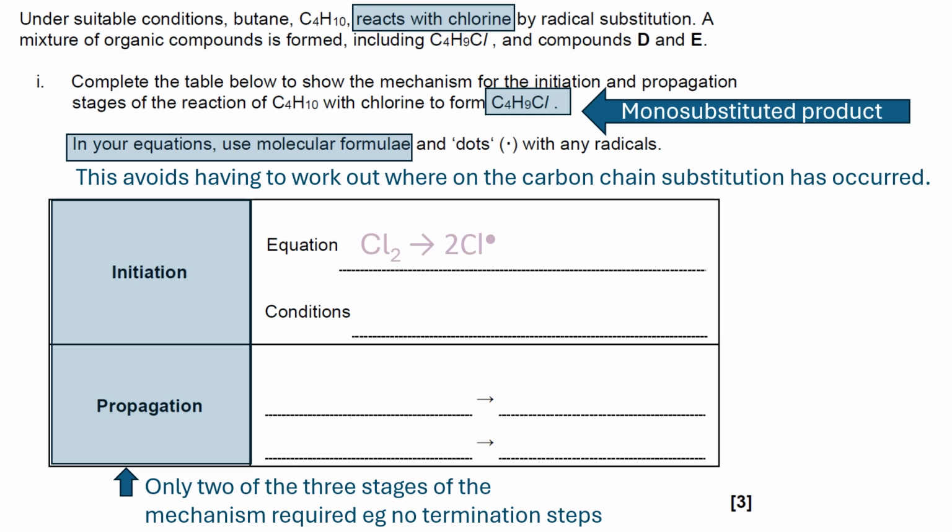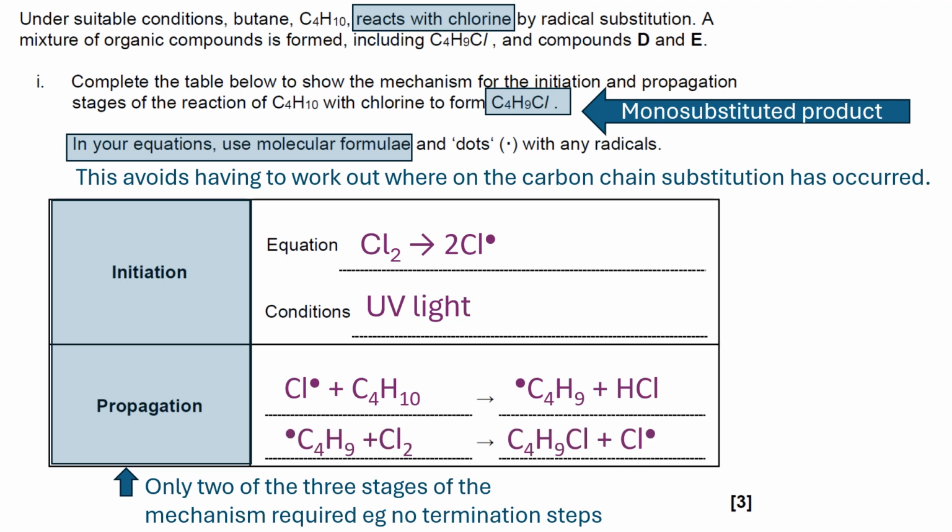So it reacts with chlorine, which tells you that the first stage is going to be initiation with Cl2 turning into 2 chlorine radicals. Obviously, like we've said before, the conditions are UV light. So doing the equivalent propagation steps, you start with a chlorine radical reacting with the butane to make C4H9, a butyl radical, and HCl, and the butyl radical in the second step reacts with a new chlorine molecule to make C4H9Cl, which is our product, and Cl dot, which is our chlorine radical.